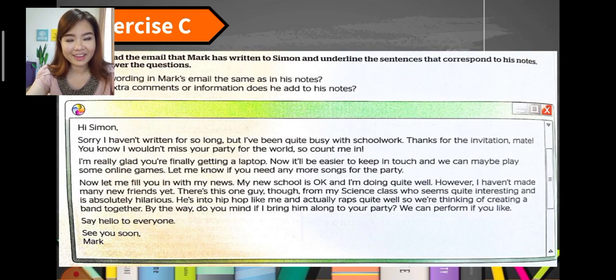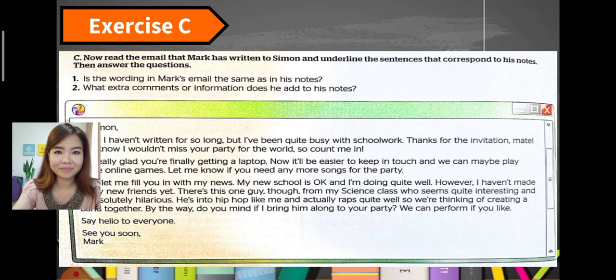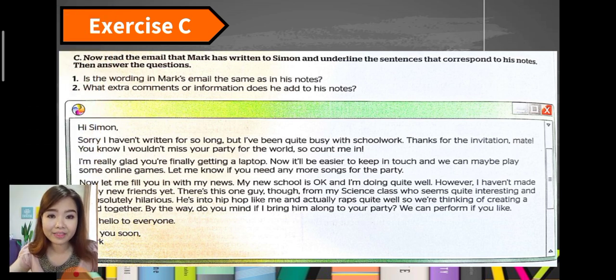Now let's look at exercise C. If you find this lesson is going at a very fast pace, you can always pause, take your time, and then hit the play button again. Okay, students? Alright, now let's take a look at exercise C.